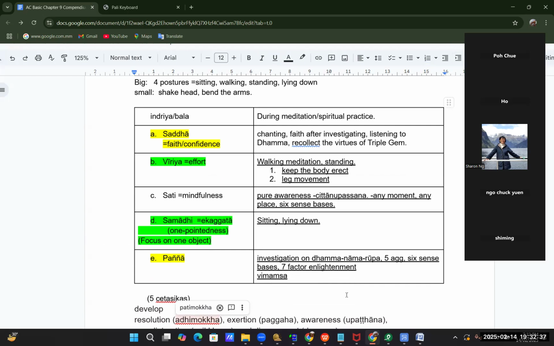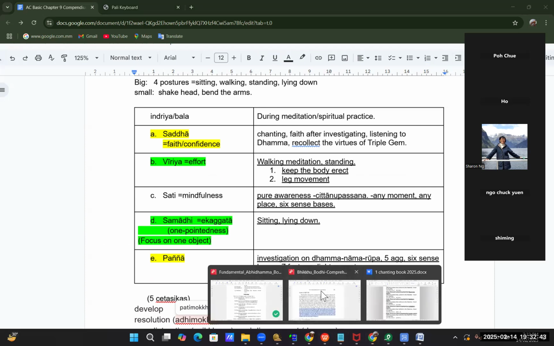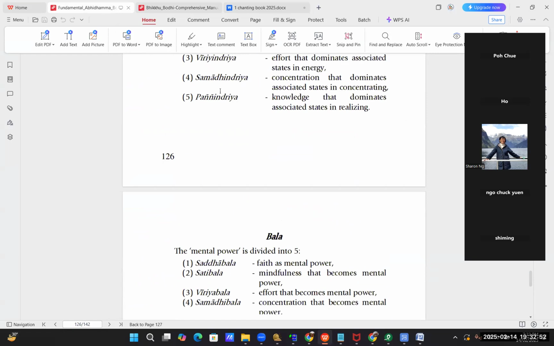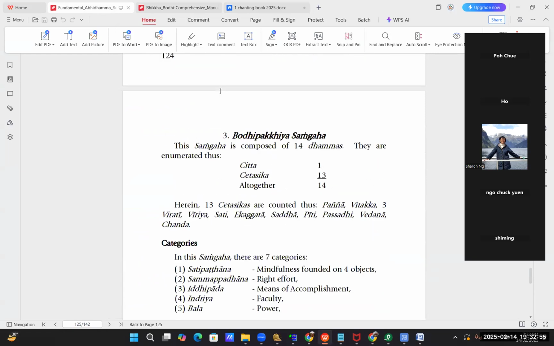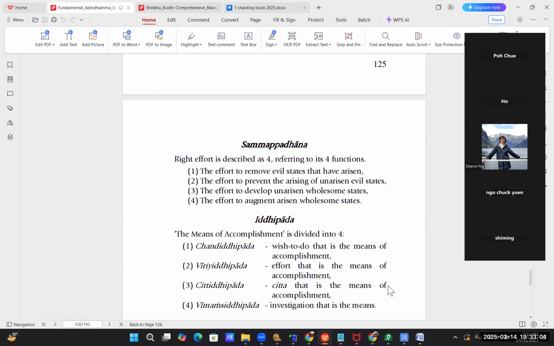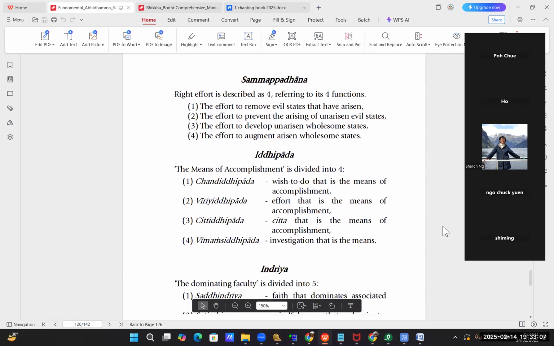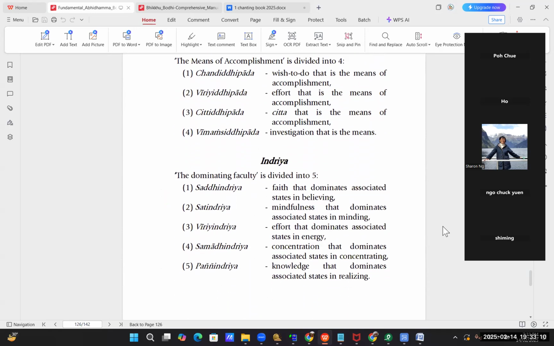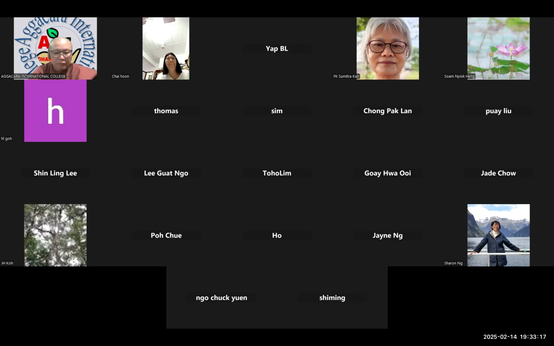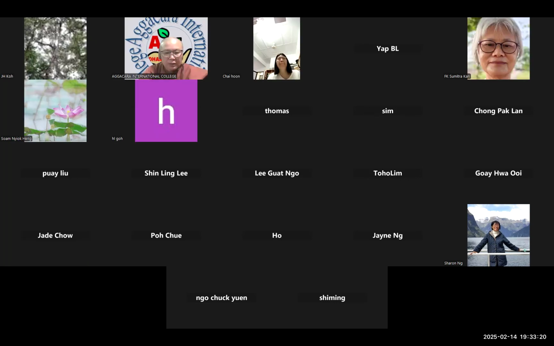Any questions before I stop and we do the sharing of merits? Okay, next week we'll continue on Bojjhanga. Any last question? So in this fundamental Abhidhamma, you only have how many? I think 2 chapters, 2 pages only. So this is the one we went through just now. Here, of course, it looks very dry with just the numbers and categories and so on. Indriya and bala. Okay. Any question you want to ask?